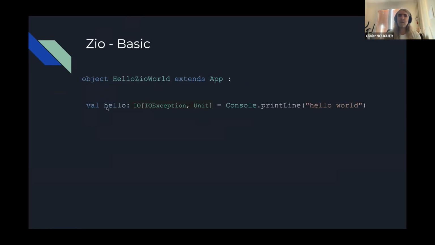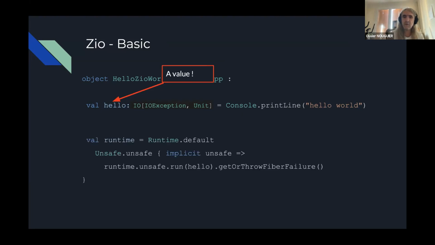So now I have an IO. I build an IO like this. This is the ZIO this time. This thing is a value. So if I run this program, it won't do anything, because a value is just like a string somewhere: if you don't print the string, nothing happens. To execute this object, you have to give it to the runtime.